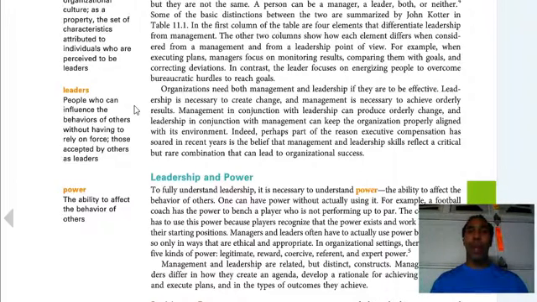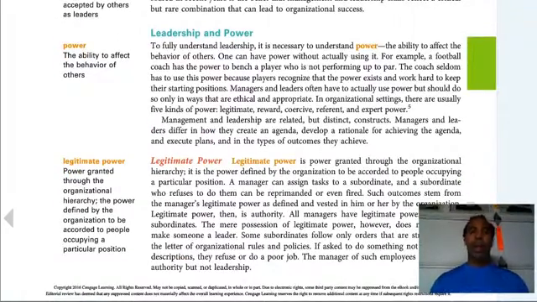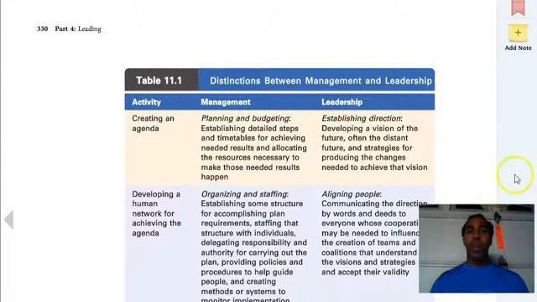So I can affect your behavior by telling you what to do because you report to me, but I can also change your behavior by showing you that I'm knowledgeable of what we do as far as technical skills on the floor, and then you say, hey, I respect the fact that he knows what's going on on the floor. He's willing to chip in with the team. I'll follow that power. Legitimate power, which is the most common, is because I am the manager. It is power granted through the organizational hierarchy, the power defined by the organization to belong to the people occupying a particular position. I occupy that position. I'm a manager, so I do have legitimate power where I can tell people what to do.